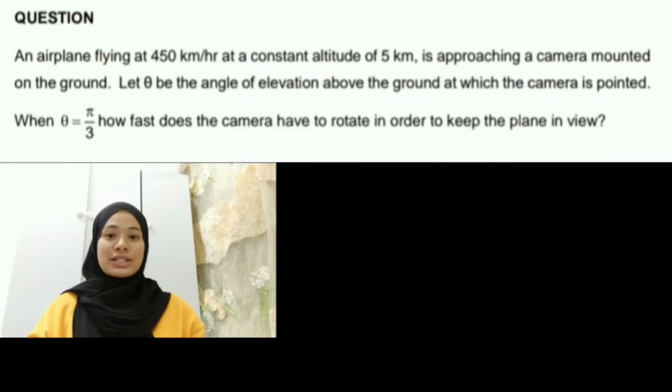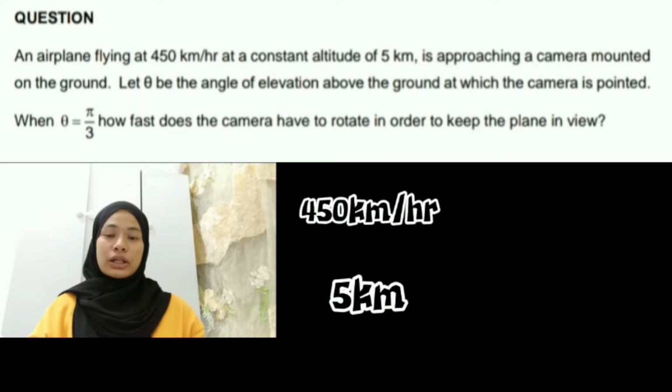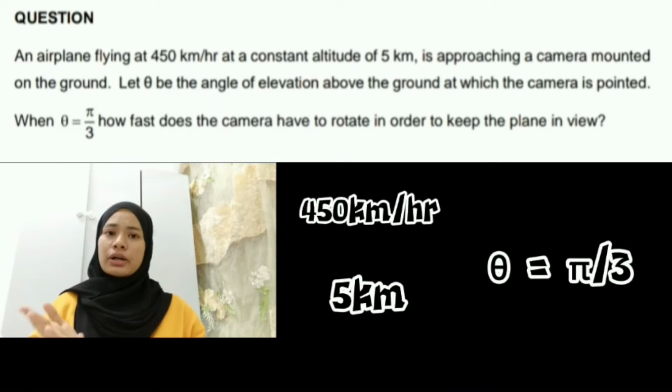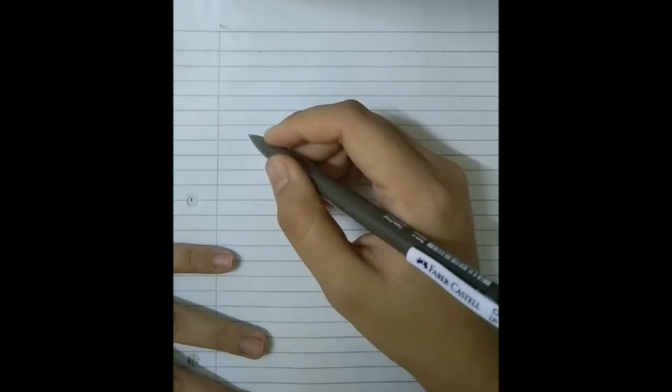First, we will go through the question. The question states that an airplane flying at 450 km per hour at a constant altitude of 5 km is approaching a camera mounted on the ground. Let theta be the angle of elevation above the ground at which the camera is pointed. When theta is equal to pi over 3, how fast does the camera have to rotate in order to keep the plane in view? From the question, we got around 4 pieces of information.